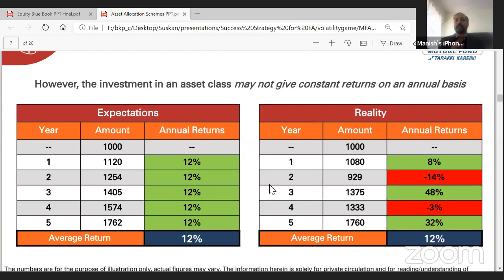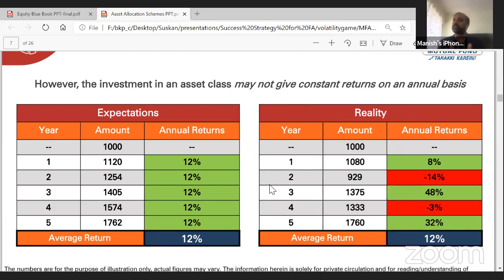So this slide, which Connect has put on your screen, is very important to give a background for asset allocation. Why are asset allocation or hybrid schemes important in today's world? Because if you look at the left side of the table, investors who come to you normally come with an expectation that on an annual basis, year 1 I should get a return of 12%, year 2 12%, year 3 12%. So the investor comes with an expectation that on a yearly basis I should get 12%. That's his background.